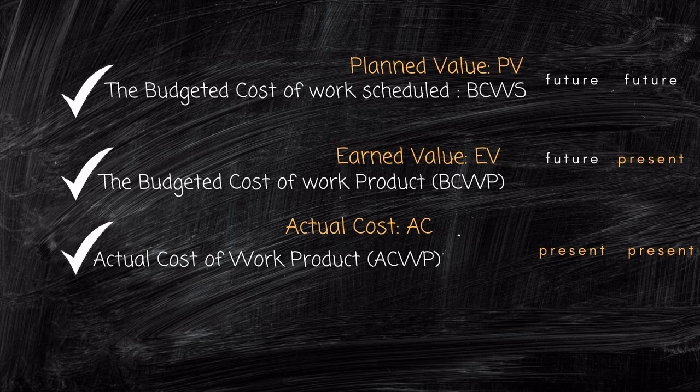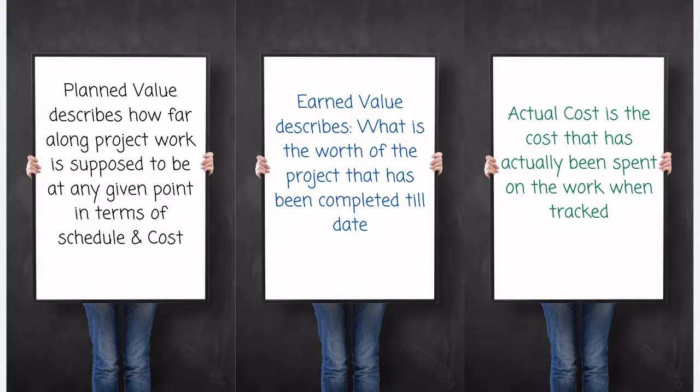The earned value is the budgeted cost of the work performed. That means we are talking about the planned cost of the work that has already been done, and the actual cost is the cost we record for whatever work has been done up to that particular milestone. As we have now understood the gist of the planned value, earned value, and the actual cost, let's define them individually.